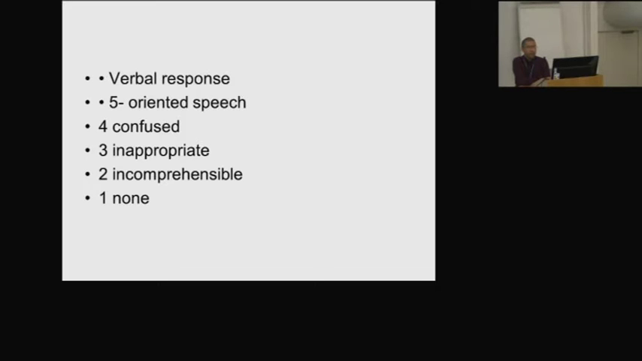And then in terms of verbal response, which is another parameter that's measured, a maximum score is 5 if their speech is orientated, spontaneous. A score of 4 is given if their speech is felt to be confused. A score of 3 is given if their speech is thought to be inappropriate, or not making much sense. A score of 2 is if their speech is completely incomprehensible, and a score of 1, which is the lowest score, is if they're unable to speak at all.